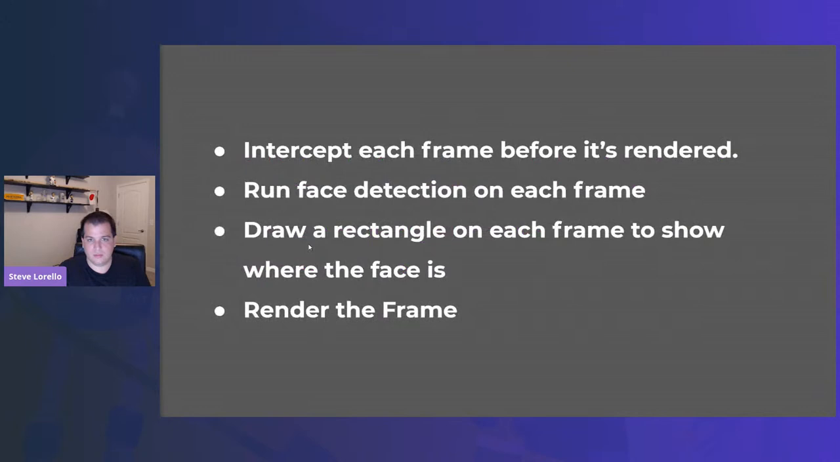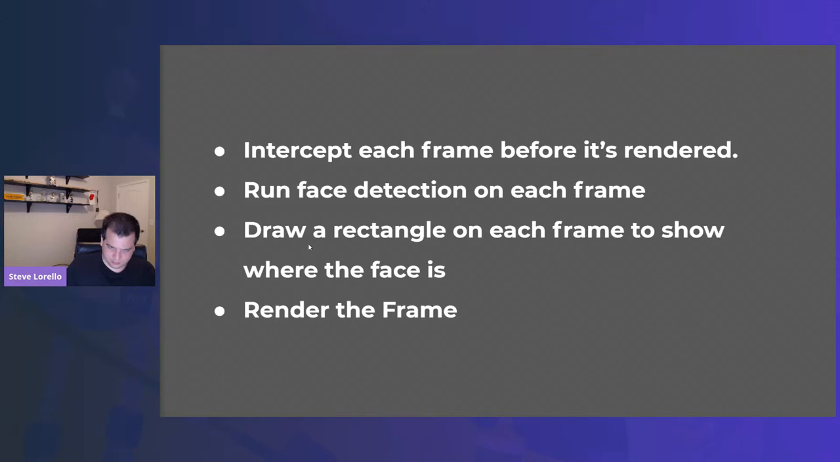So now that we have the layout and the session initialization working, we need to manage the actual real-time face detection and the display of our boxes. By having our FaceDetectionVideoRenderer implement the IVideoRenderer, we are going to be able to get each frame that comes into the renderer. We're going to intercept each frame, run facial detection on it, and then draw a rectangle on each frame to show where the face is. And finally, we're going to render the frame.